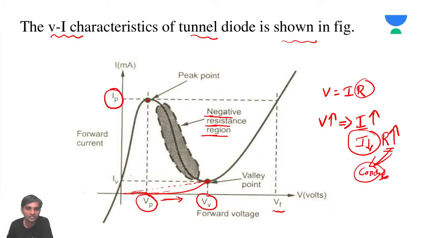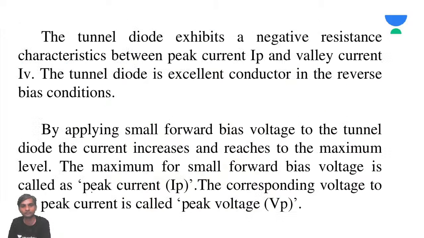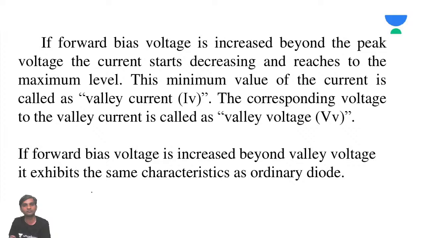Don't worry. Now after this point of the valley voltage, the tunnel diode again behaves as a normal PN junction diode. This is the VI characteristic of a tunnel diode. So he's talking about the peak point and peak voltage that we have discussed. And this is the valley voltage we have discussed. This is also the point which I mentioned very clearly: valley current and valley voltage.